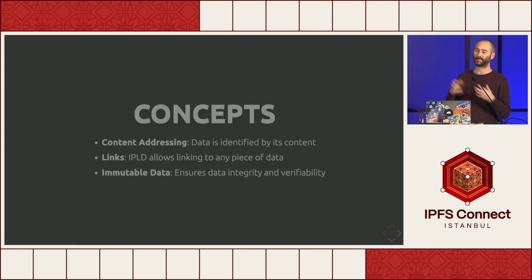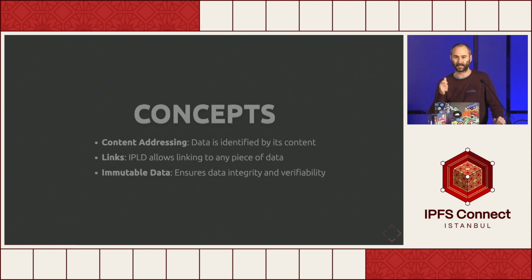And so in that case, data, whether it's a web page or a picture of your cat or a blog post, whatever, the data is identified by what it is, its content. And I'll talk about how we actually calculate its ID from the content in a little bit. And it's about links. So IPLD, linked data. It allows linking bits and pieces of data to other bits and pieces of data. And then through all of those links, we get this idea of immutable data structures. So we get these static, immutable data structures.